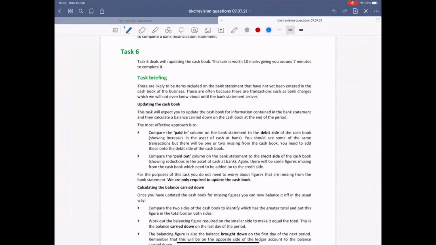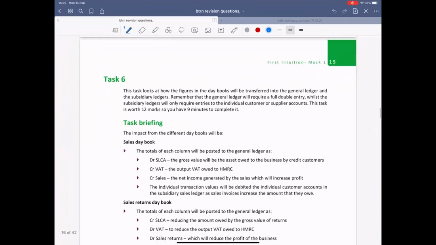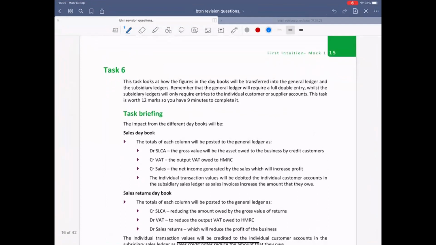But we're now going to focus on your bookkeeping transactions and bookkeeping controls. If I start with bookkeeping transactions first, it's on page 15 in that mock one that you should have received. We've got a little breakdown of task 6. It looks at day books and transferring that information out into our general ledger and into our subsidiary ledgers.